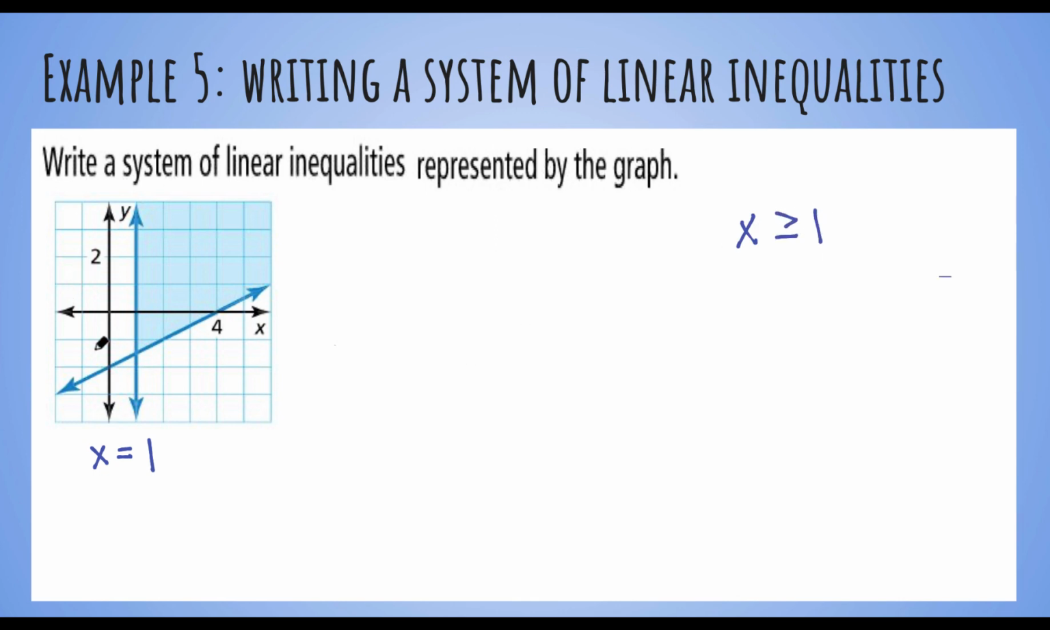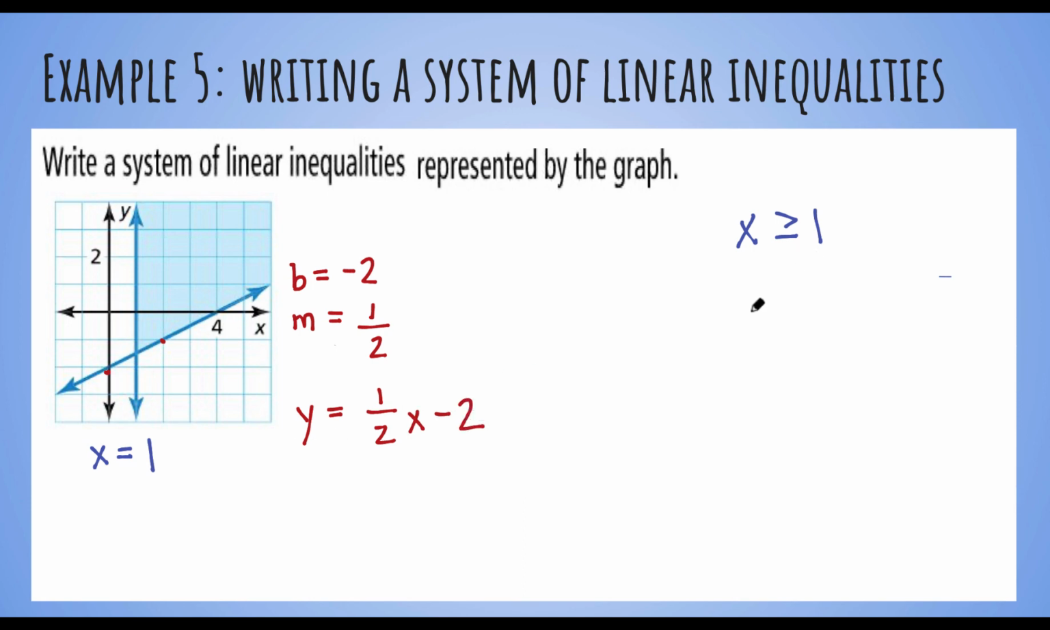Next, let's take a look at our line here. So the boundary line is occurring at an intercept of -2, and we can also see that our slope is 1/2. We're going up 1 unit, to the right 2 units. So our equation to this boundary line is y equals 1/2 x minus 2.